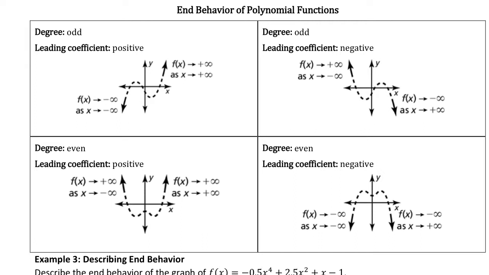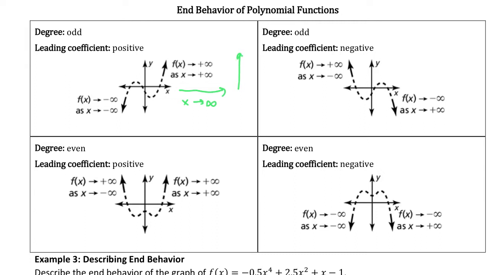So when we talk about end behavior, this is this top left box. When the degree is odd and the leading coefficient is positive, a function will have this general end behavior. As we go to the right, as we go to positive infinity, as x goes to positive infinity, that means to the right, our function goes up. Our y values increase to positive infinity.